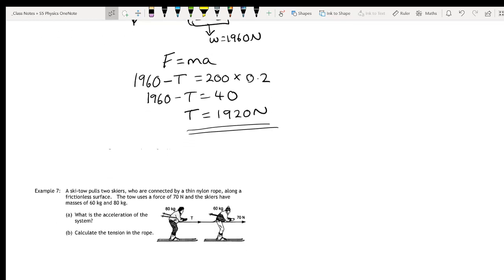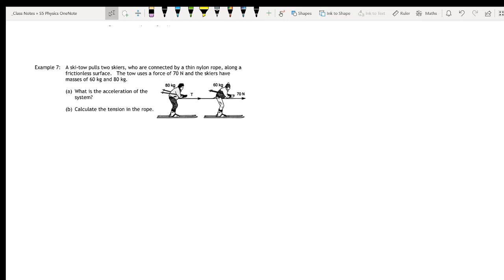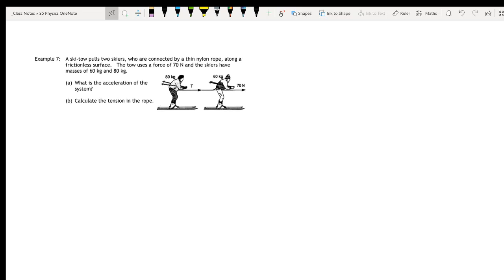Okay, so a ski tow pulls two skiers who are connected by a thin nylon rope. So they're attached to each other, so there's going to be tension involved, along a frictionless surface. The tow uses a force of 70 newtons, and the skiers have masses of 60 and 80 kilograms. So we've got a diagram there. A, what is the acceleration of the system? So when it asks the acceleration of the system, that means you can treat it all like one big mass. So you treat those two skiers like they're just one mass.